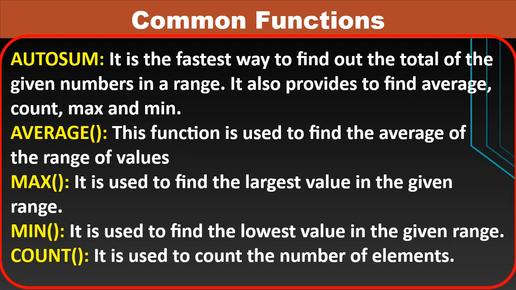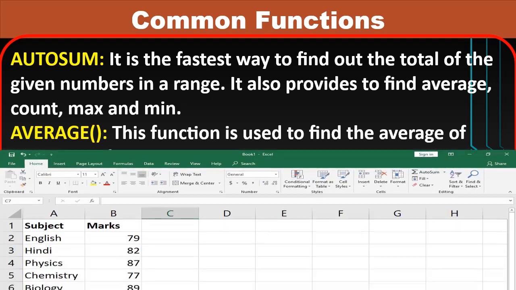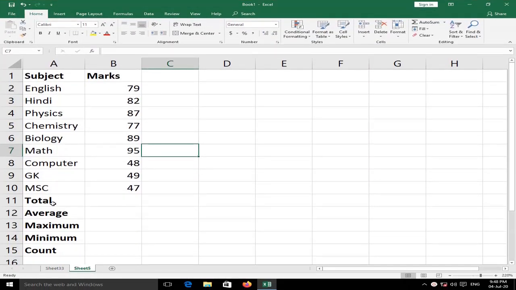Next is the average function. This function is used to find the average of a range of values. Next, the max function. It is used to find the largest value in the given range. Next, the min function. It is used to find the lowest value in the given range. Next, the count function. It is used to count the number of elements in the given range. Now look at the example here. We will use the AutoSum function, average function, maximum function, minimum function and count function.